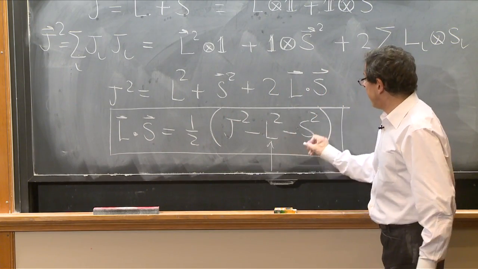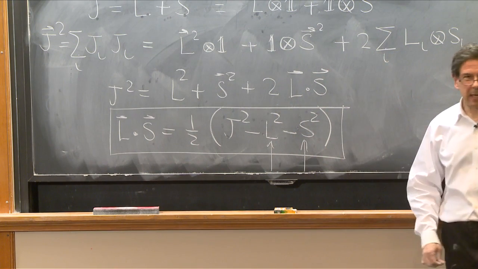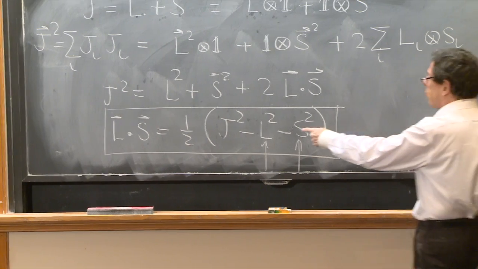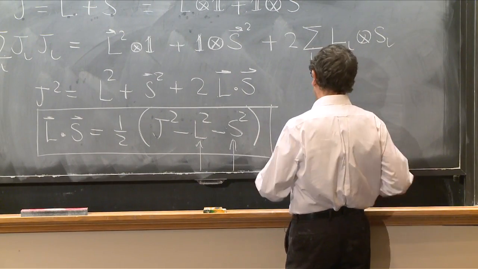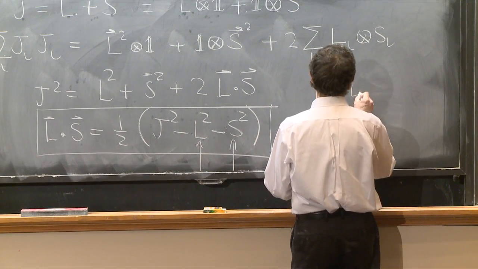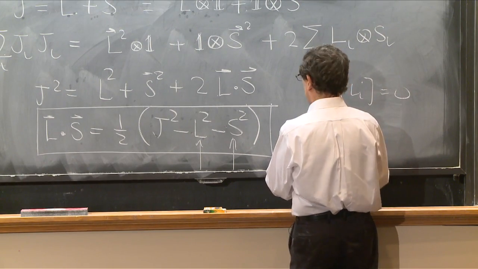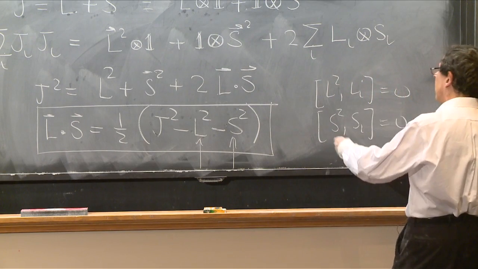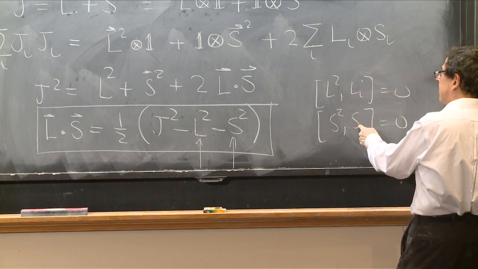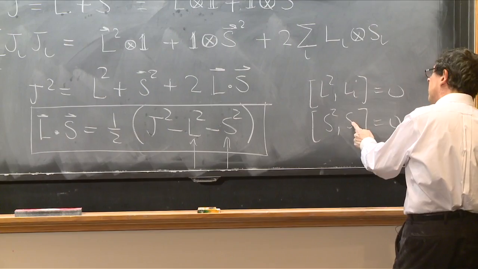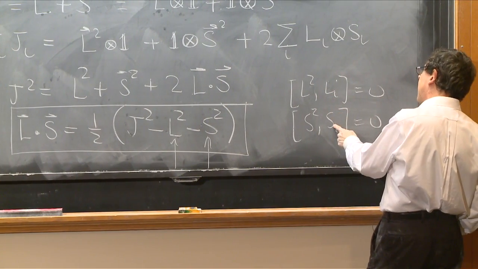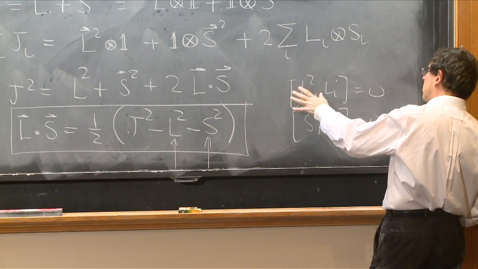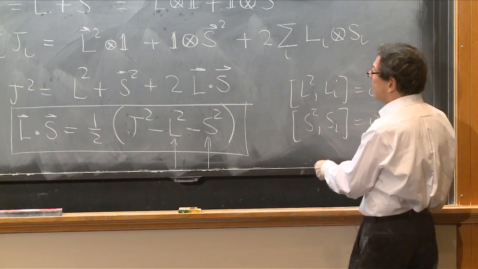L squared is very simple, and S squared is extremely simple as well. Remember, L squared commutes with any Li. So L squared with any Li is equal to 0. S squared with any Si is equal to 0. And Li's and Si's commute. They live in different worlds. So L squared and Si's commute. S squareds and Li's commute. These things are pretty nice and simple.